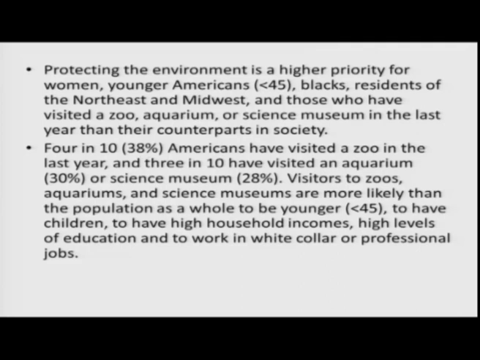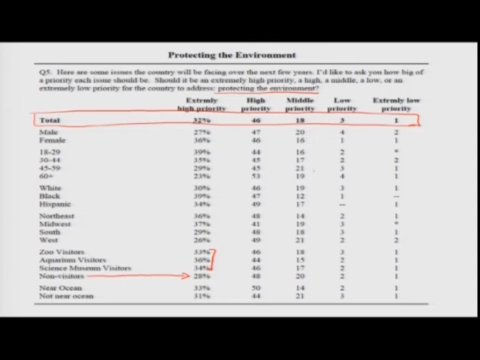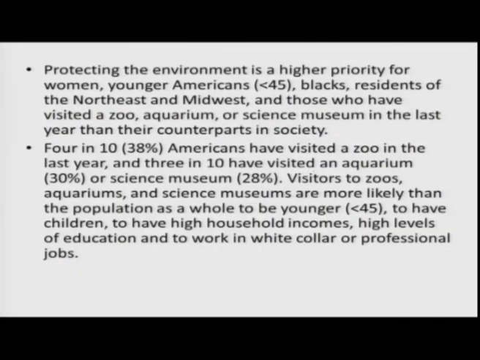4 in 10, about 38% of Americans have visited a zoo in the last year, and 3 in 10 have visited an aquarium, 30%, or a science museum, 28%. Visitors to zoos, aquariums and science museums are more likely than the population as a whole to be younger, less than 45, to have children, to have high household incomes, high levels of education and to work in white collar or professional jobs. So, more details about this particular population. So, first you report it in a table and then you explain it. So, that is how you conduct a survey and you report it.